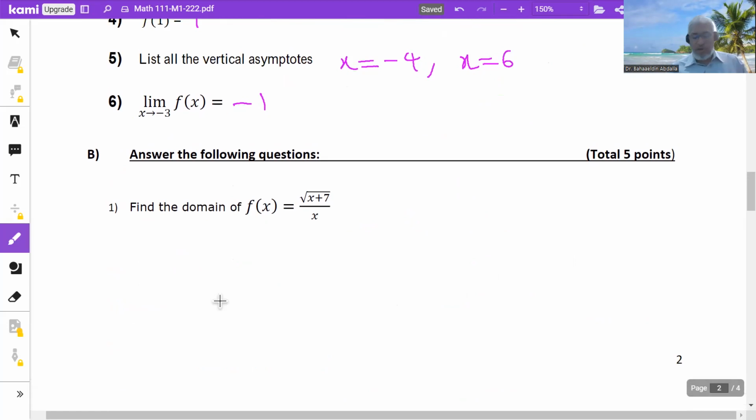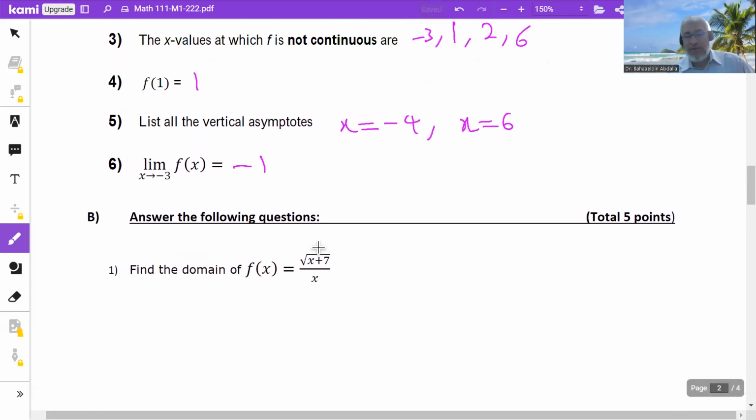Find the domain of this function. Well, I have a root and I have a fraction. First thing, the denominator cannot be 0. So x cannot be 0.